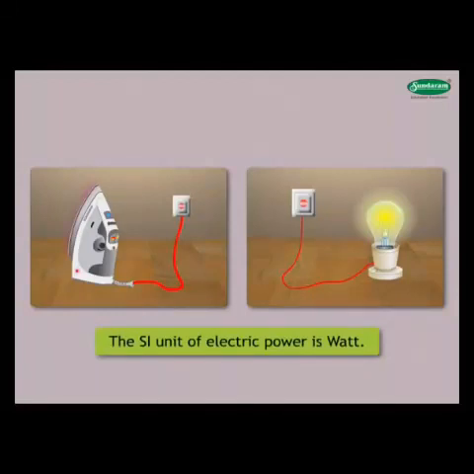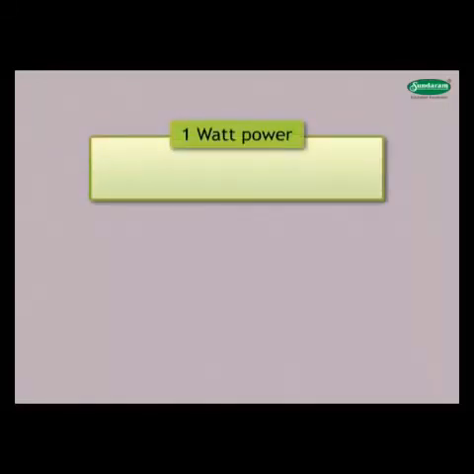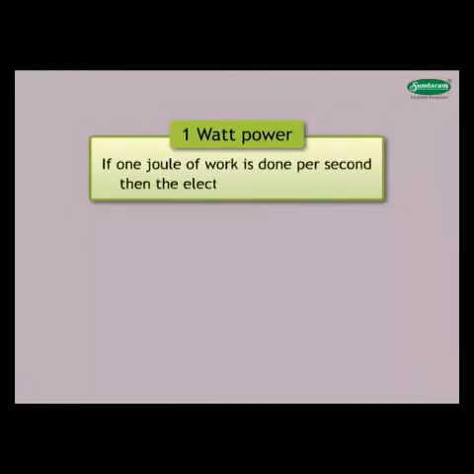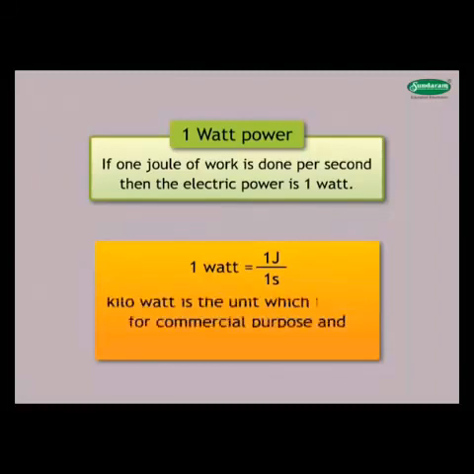The SI unit of electric power is watt. 1 watt power: if 1 joule of work is done per second, then the electric power is 1 watt. 1 watt is equal to 1 joule upon 1 second. Kilowatt is the unit which is used for commercial purposes, and 1 kilowatt is equal to 1000 watt.